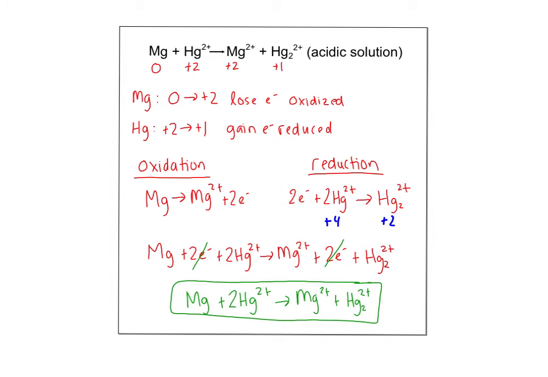And then I combined. So I took my Mg and then my electrons and my 2 Hg2+ right here. And then my products, Mg2+ and 2 electrons and my Hg2 2+. And I canceled out my electrons. I did not need to multiply because I already had 2 electrons on both sides. So once I canceled out those electrons, I was able to get my balanced equation that's balanced based off the elements and the charge.